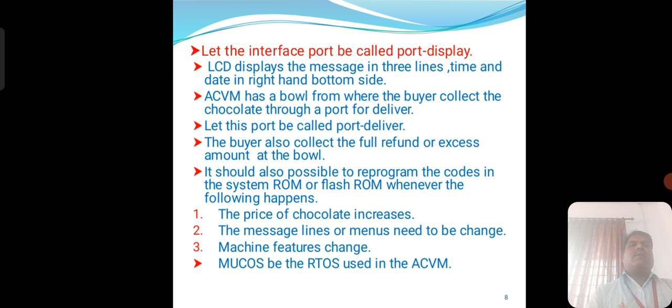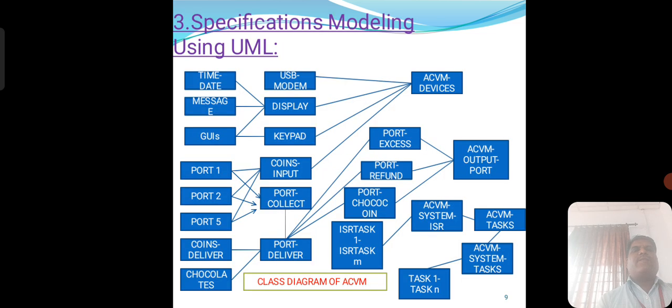It should also be possible to reprogram the codes in the system ROM or flash ROM whenever the following happens: the price of the chocolate increases, the message lines or menus need to be changed, or mission features change. MUCOS is the RTOS used in the ACVM. So these are the specifications of the automatic chocolate vending machine.